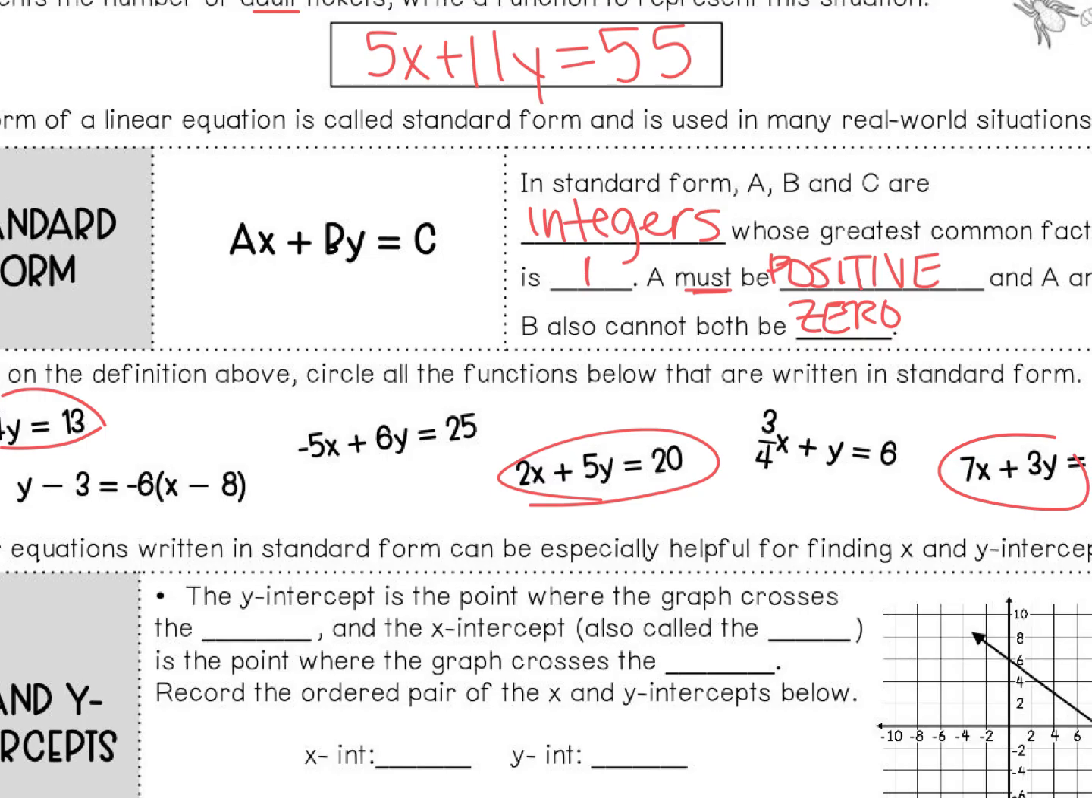Is negative 5x going to work? No. So this is not because that A is negative. What about the 3/4? Is that one right? No. Has to be an integer, meaning a positive or a negative whole number. There are no fractions or decimals in standard form. What about this other one, y minus 3? That's the one we just did. That's point slope, so that's not even correct.